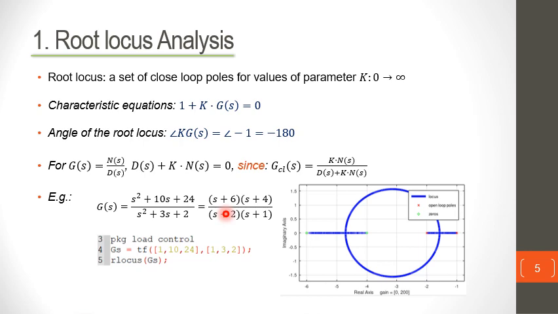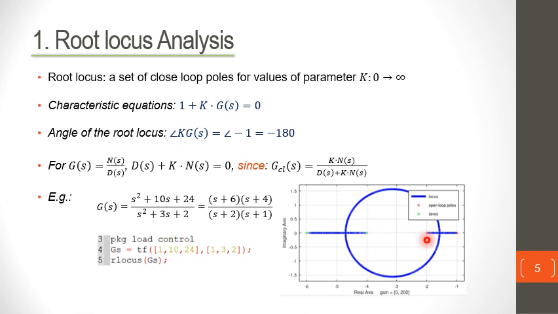Now, if you calculate the root locus using these commands, first you load the control system package into Octave, then you calculate the transfer function, then you calculate the root locus. You will see that the root locus will be this blue line, and it shows you that the root locus starts from the open loop poles, which are -1 and -2.